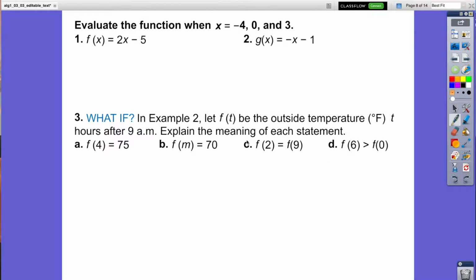Okay, so if you're watching this video, I want you to pause it and do monitoring progress 1. You're going to plug in 3 different inputs right here, and you're going to find 3 different outputs. And if you would like, you can also do it in a t-chart. So when x is negative 4, 0, and 3. Pause it and check your answers in the back of the book.